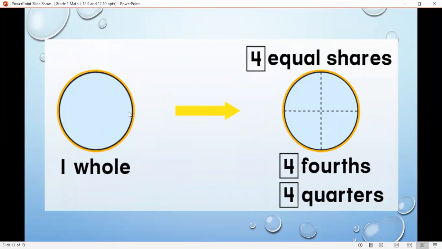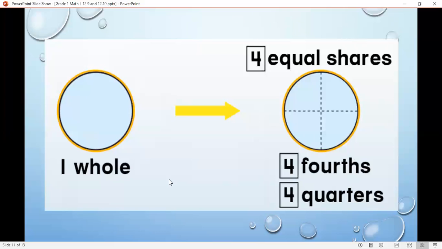What do we have here? We have a circle, and when we have a full shape, we call it one whole. And here it is, our circle, that we split in 4 equal shares. That we call 4/4. So how many equal shares or fourths do we have here? 1, 2, 3, 4. Yes, 4/4 make one whole.